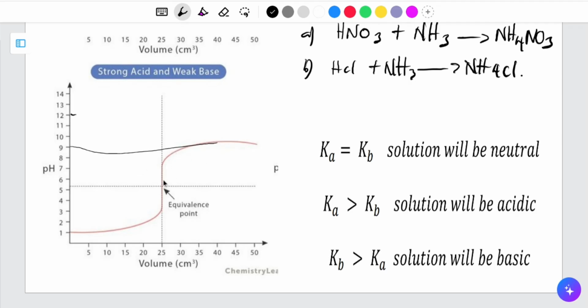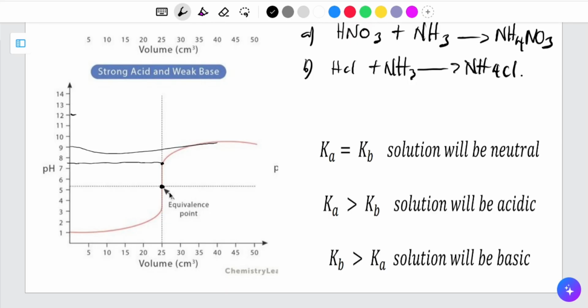But in terms of the ending point, somewhere here, which we can say is 7.5. So the end point is less than 12. Okay. Then the equivalent point is somewhere here. You remember, for a strong acid and a strong base, the equivalent point pH was 7.